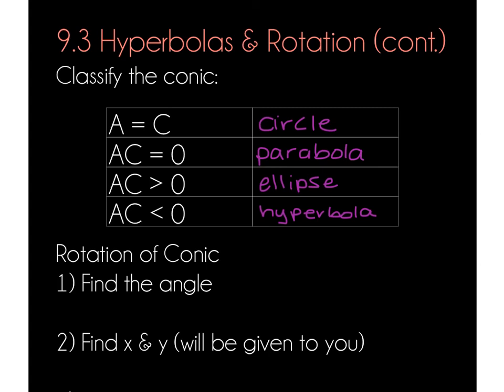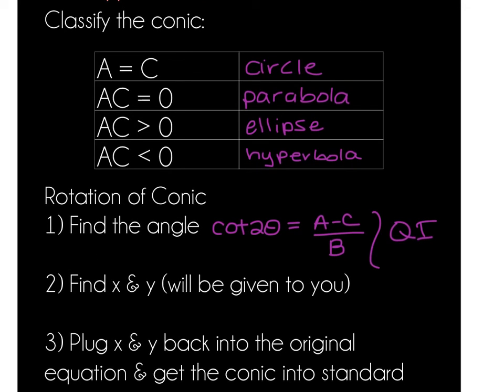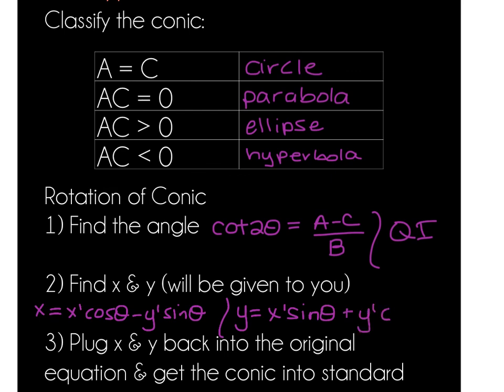And then you get the rotation of the conic. So remember, you need to know that the cotangent of 2 theta equals A minus C over B. You need to know the first quadrant of your unit circle, the points and the tangents. I probably wouldn't spend time drawing all of it out because you're only going to need one angle. Just make sure you know all those angles. And then I will give you the x and y here. So x equals x prime cosine theta minus y prime sine theta. And y equals x prime sine theta plus y prime cosine theta. You've just got to know what to do with it after that point.